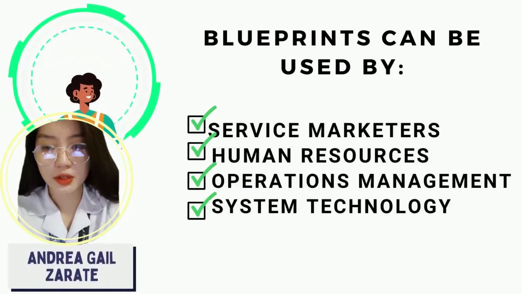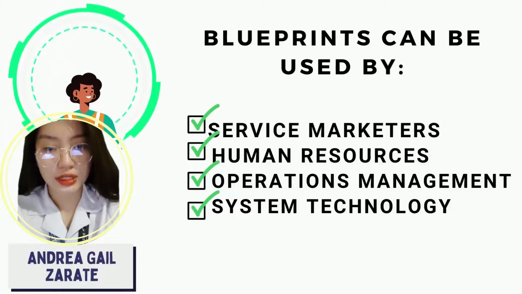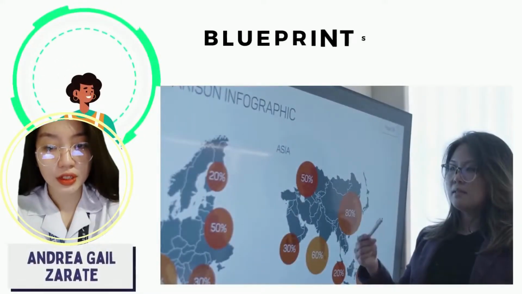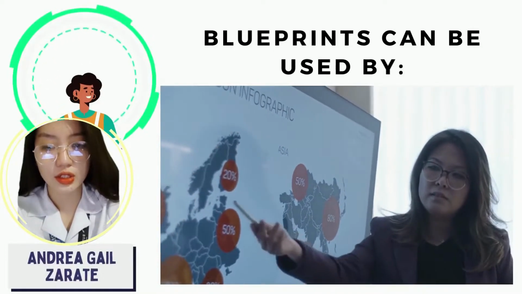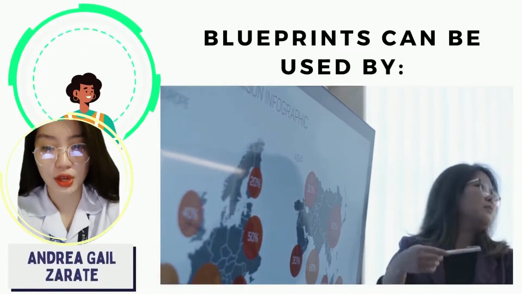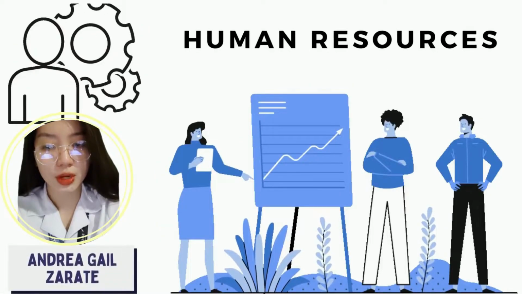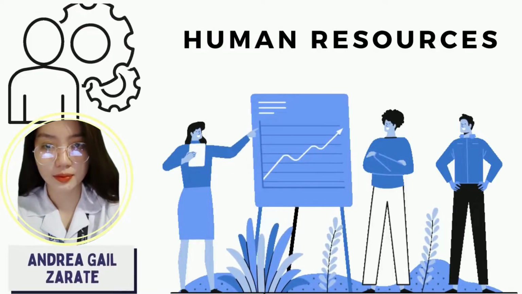Blueprints can be used by the following: service marketers, human resources, operations management, and system technology. For the service marketers, the blueprint is for creating realistic customer expectations, such as in service system design and promotions. Human resources is for empowering the human element in terms of job descriptions, selection criteria, and appraisal systems.